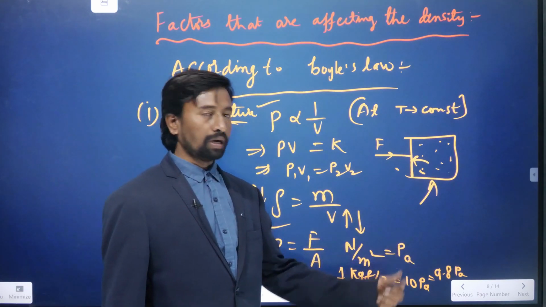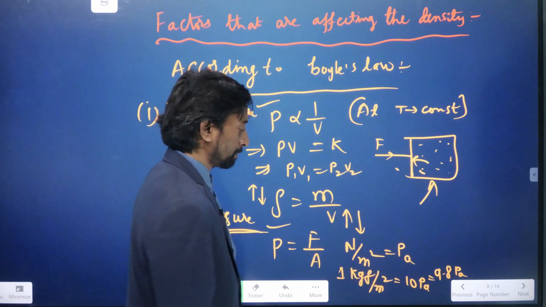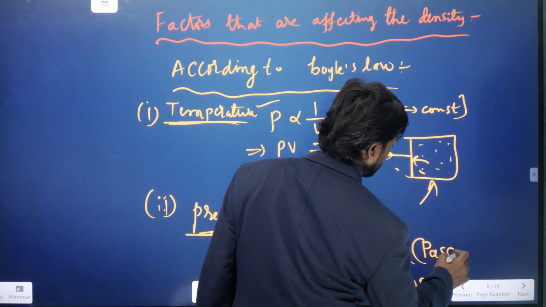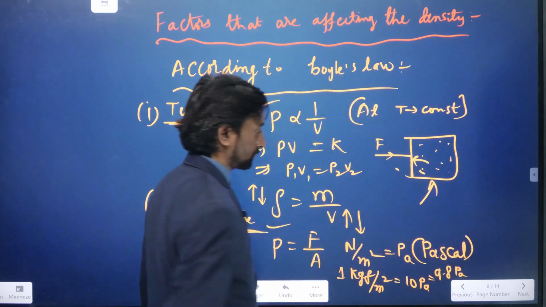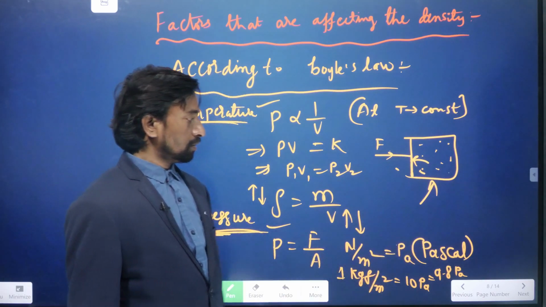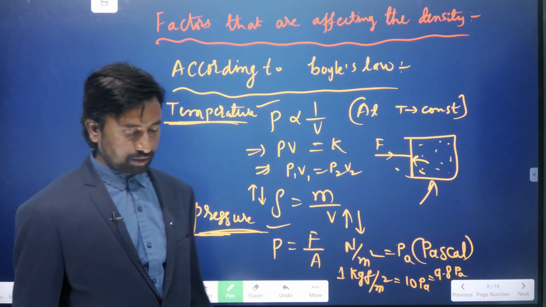PA, capital P and small a, that is the symbol of Pascal, the SI unit of pressure. So Pascal will be the SI unit, and the plural is written with small letters, pascals. That is about the pressure.